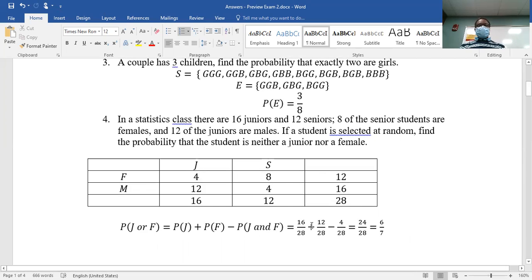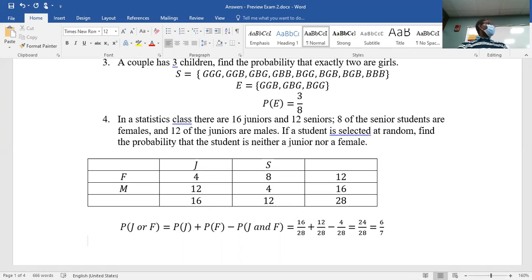Here we have, in a statistics class, there are 16 juniors and 12 seniors. 8 of the junior students are female and 12 of the juniors are males. If a student is selected at random, find the probability that the student is neither a junior nor a female. I did not complete this. We are going to complete this one here. Neither junior nor female is that it is not junior or female. It's neither of them. So it is the opposite of junior or female.